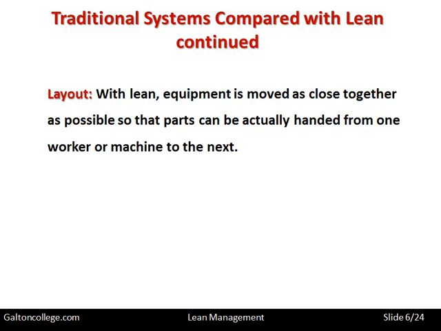Now, with layout, with lean management, equipment is moved as close together as possible so that parts can be handled from one worker or machine to the next. So the handling of the material is reduced. The layout of the plant is such that the goods being produced, starting with raw material, into a semi-processed form, right down until it gets to the end when it's completed, the handling that takes place is reduced. It's done very efficiently. The design of the plant is such that costs are kept to a minimum. Handling the goods, handling the raw materials, handling the finished goods, all of that process is reduced because of the design of the plant.